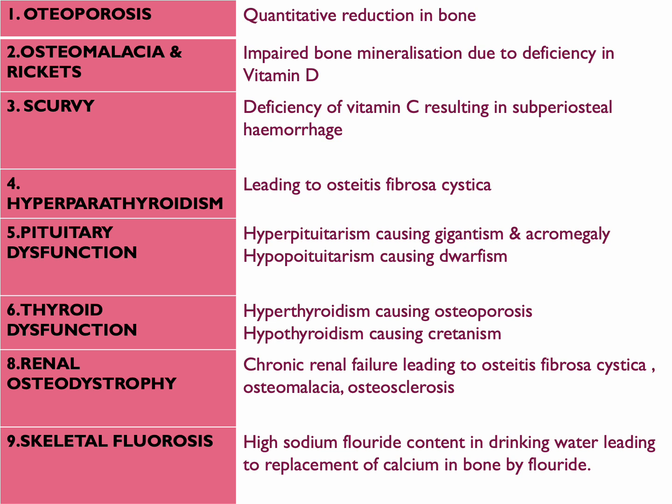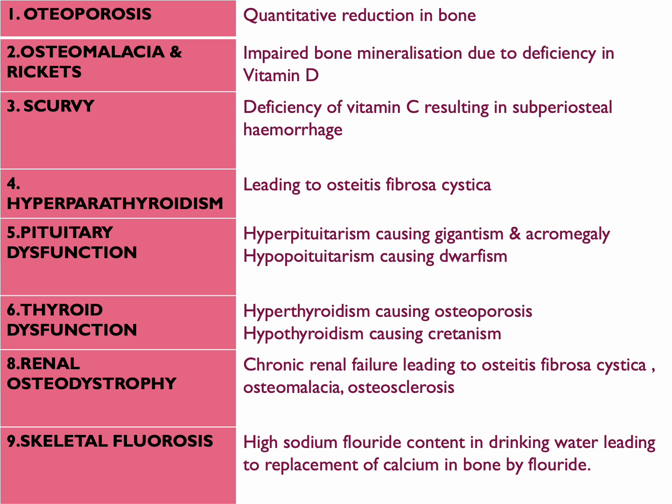Then osteomalacia and rickets, reduced or impaired bone mineralization occurs due to vitamin D deficiency. Scurvy occurs due to deficiency of vitamin C, resulting in subperiosteal hemorrhages. Then hyperparathyroidism is a condition which leads to a condition known as osteitis fibrosa cystica. So it is a rare but clinically significant bone disorder, and it is characterized by profound skeletal changes, and that occurs due to excessive parathyroid hormone activity.